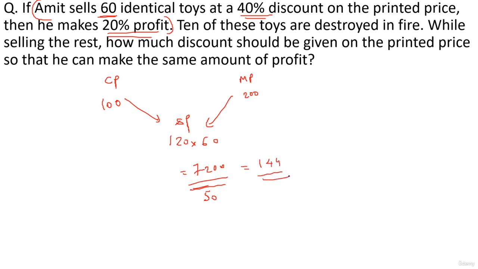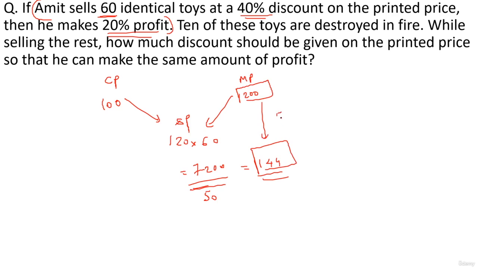So the selling price of each toy in the second case, when you're selling 10 toys less, when you're selling only 50 toys, is how much? 144. But what is the mark price of each toy? 200, right? Your selling price is 144.